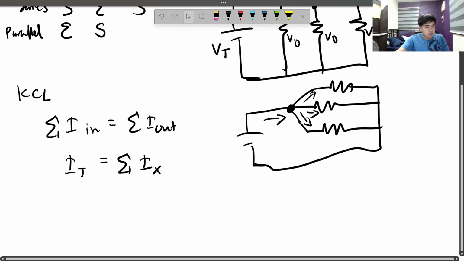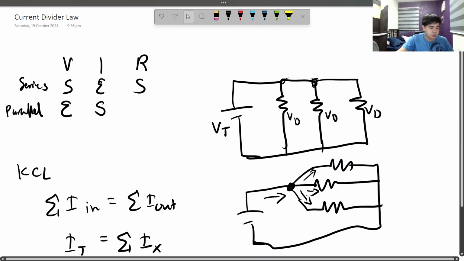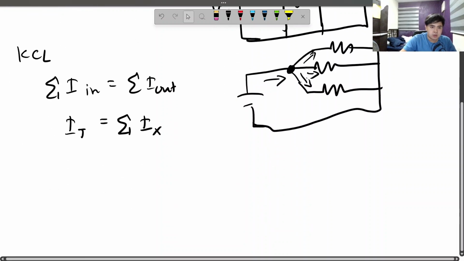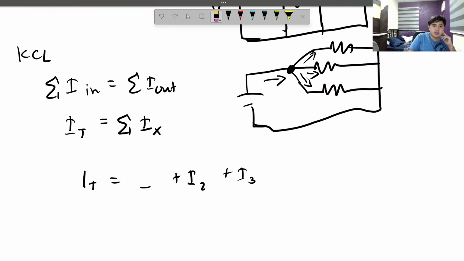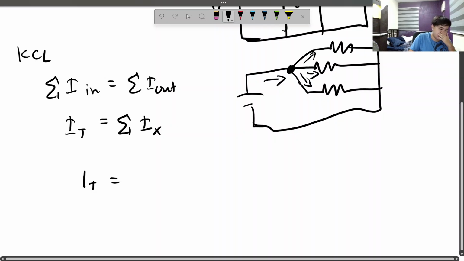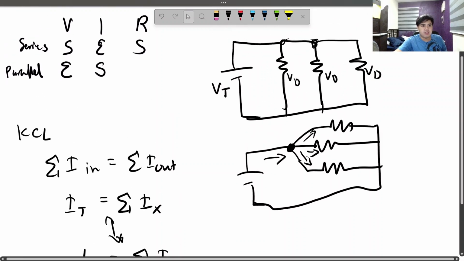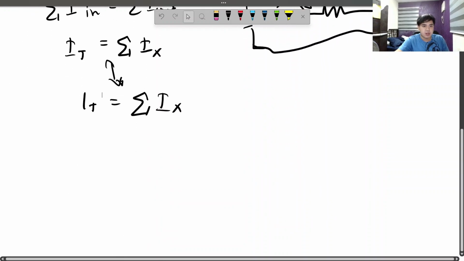Now, using these two definitions, we can say I_T equals I1 plus I2 plus I3. Or let's make this more concrete. I1, I2, I3 are just the example. These are the currents here, but let's make it general. So the sum of I_x. This is due to the behavior of currents in parallel being the sum.